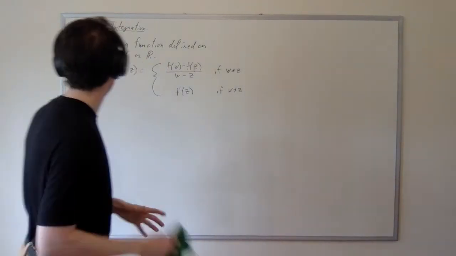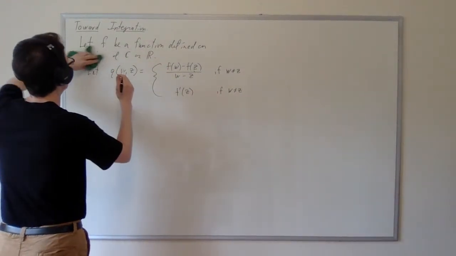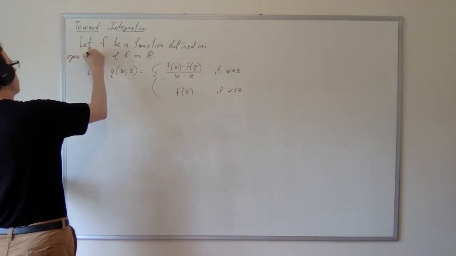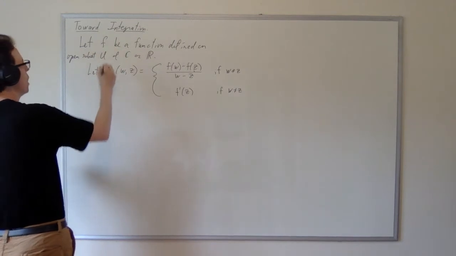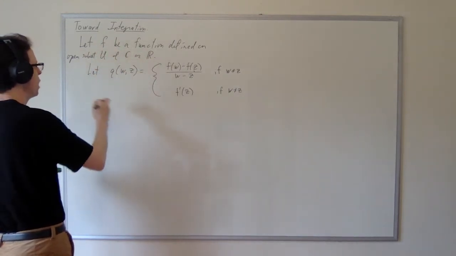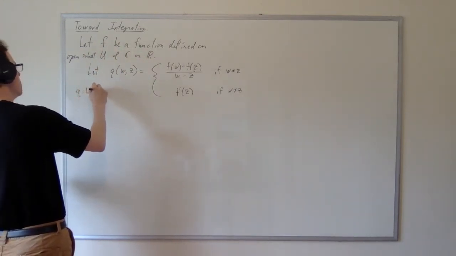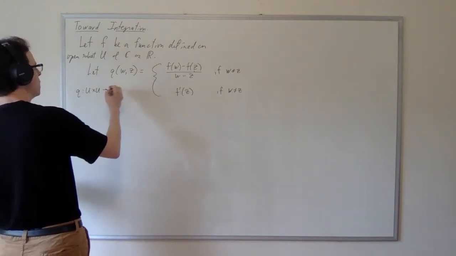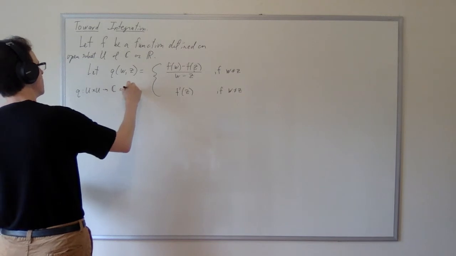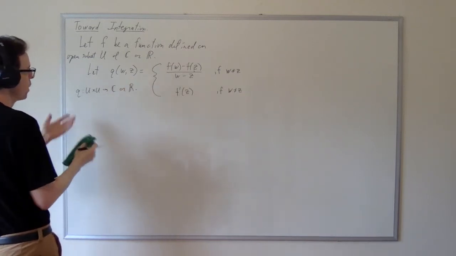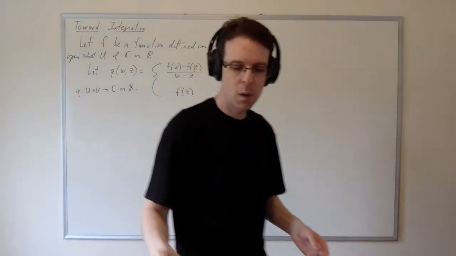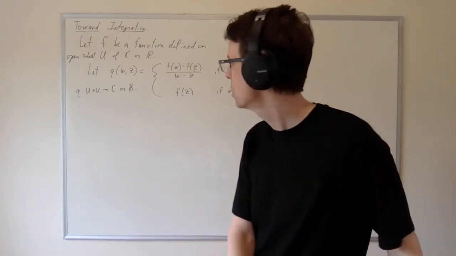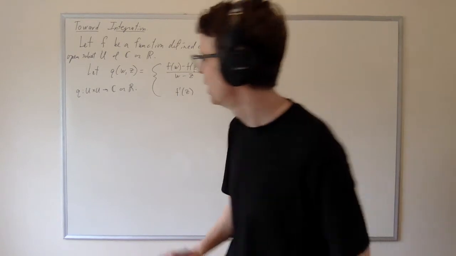So if we name the subset it's defined on, let's assume that we have an open subset U of C or R, then Q maps U cross U to C or R. So it's defined on U cross U. Now, is this function continuous? Well, that's a difficult question to answer. It looks like it might be an easy question.